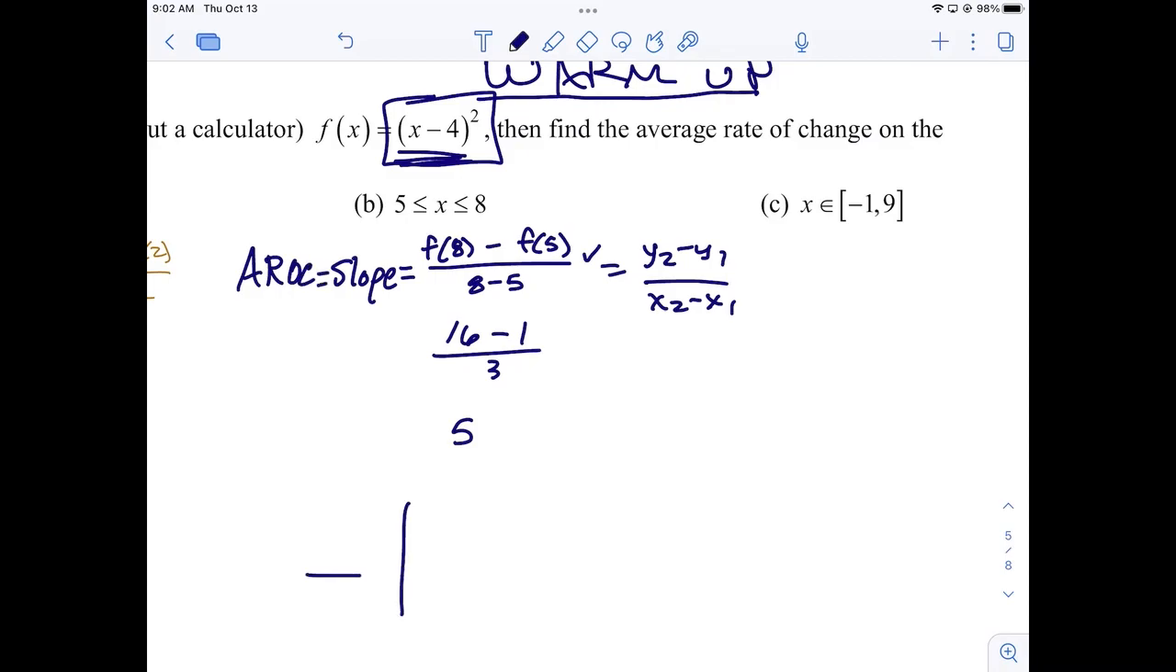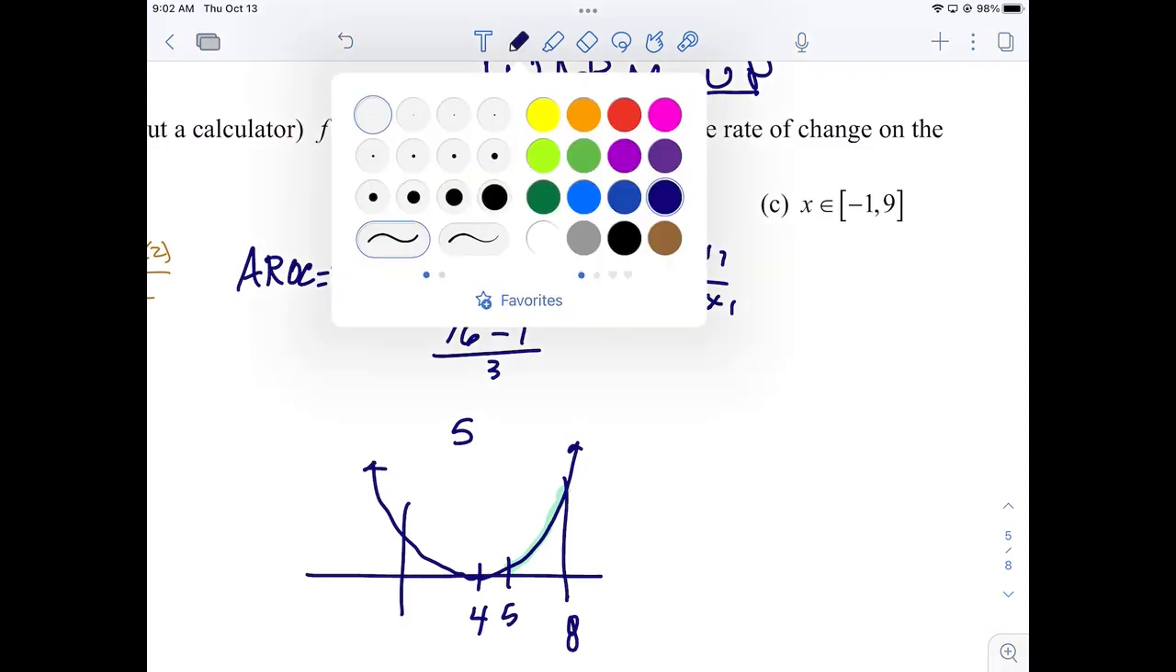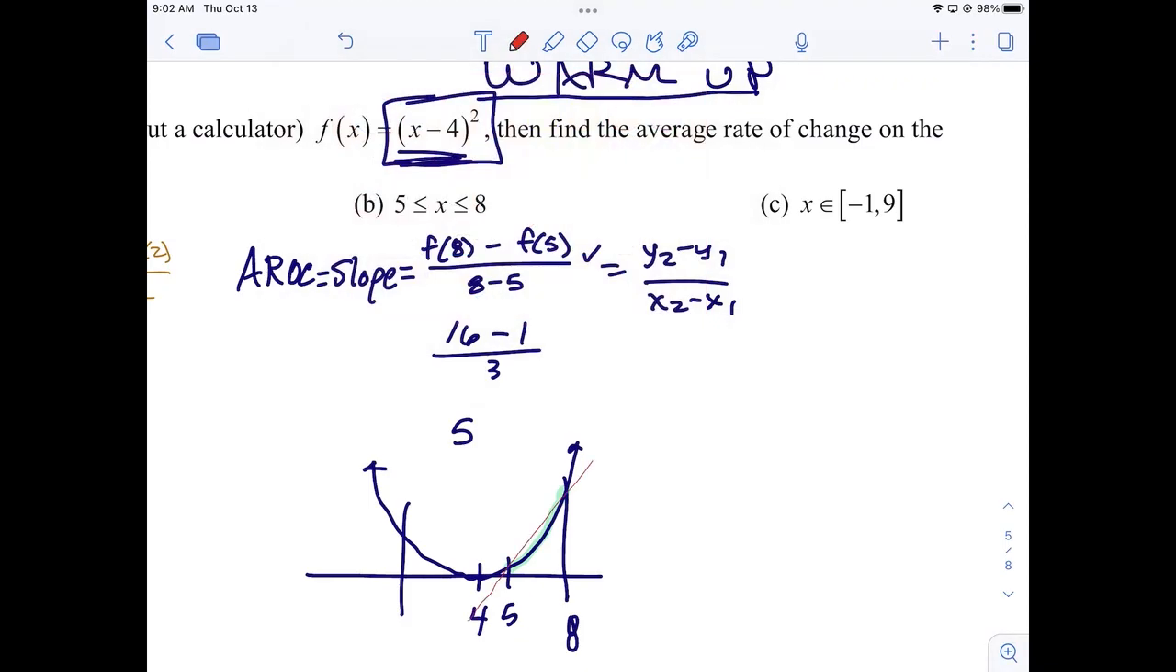If we graph the function x minus 4 squared, it looks like this. And if we look at the interval from 5 to 8 right here, you can see how the graph actually gets from this y value to this y value. It gets there at an increasing rate, right? See how the graph gets steeper? But what we just calculated was the average rate of change, which is this line right here. That line right there, that is called the secant line.